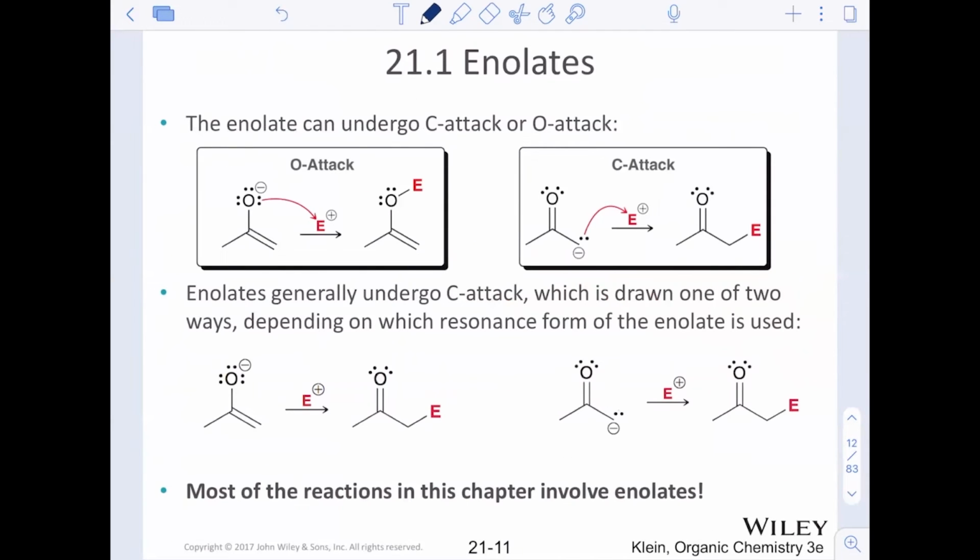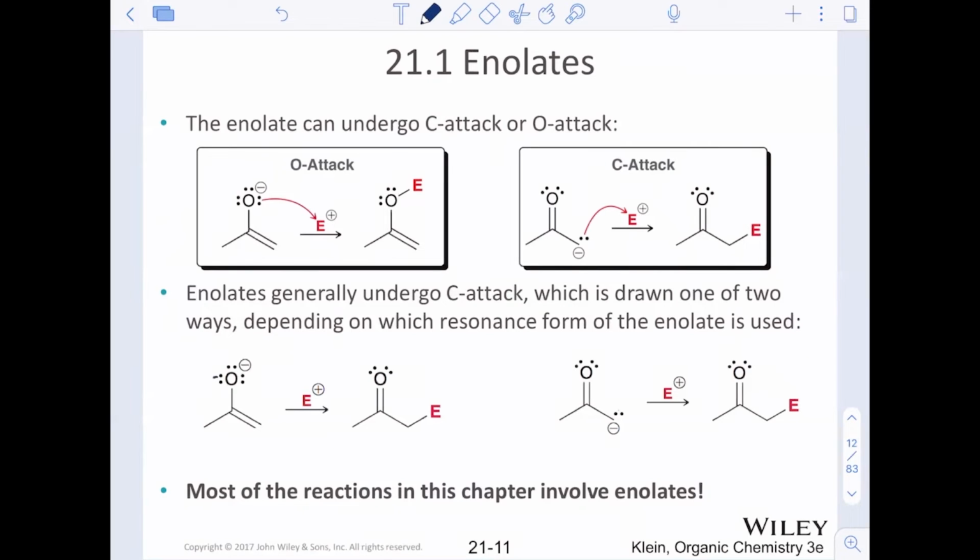Enolates can actually undergo a carbon attack or an oxygen attack. Most likely what we are going to see is the carbon attack. Why? Because it reforms that carbon-oxygen double bond, and the carbon-oxygen double bond is extremely stable. So either way, when we think about the oxygen holding the negative charge or the carbon, what we typically see is a carbon attack like this.